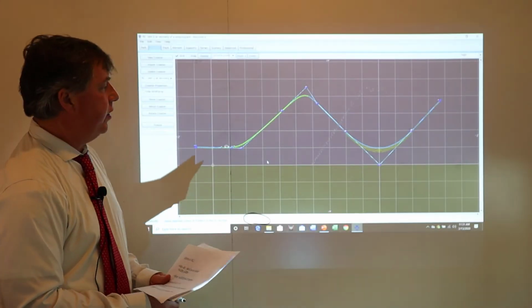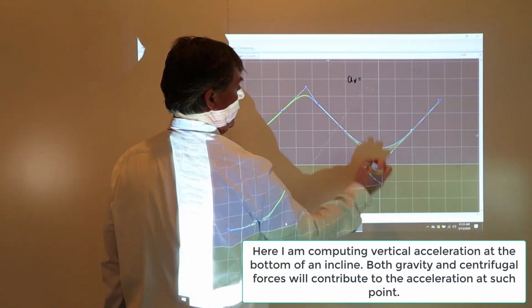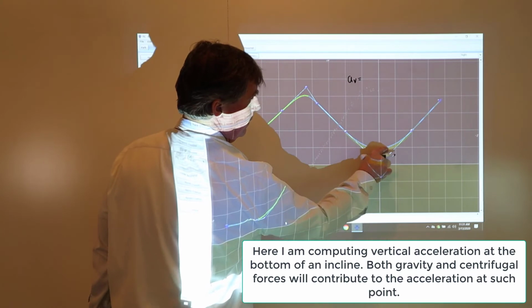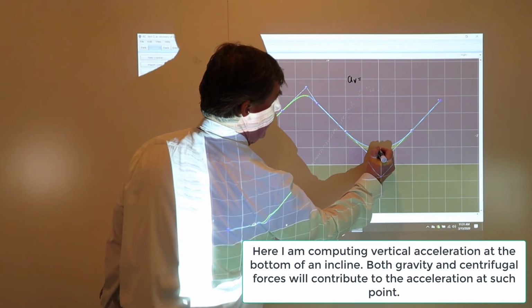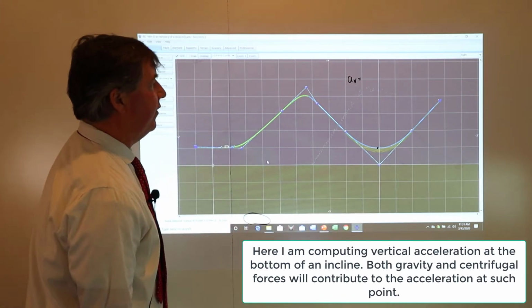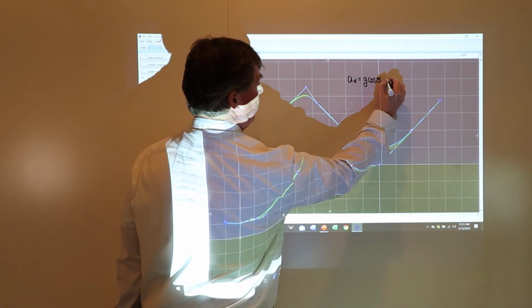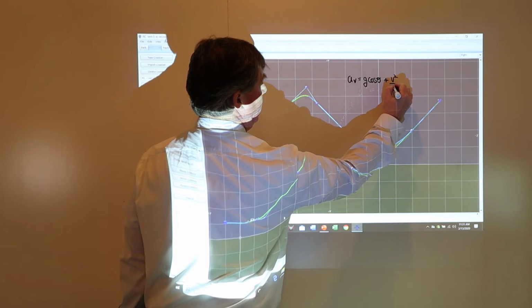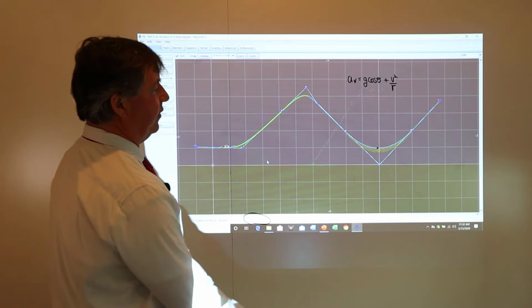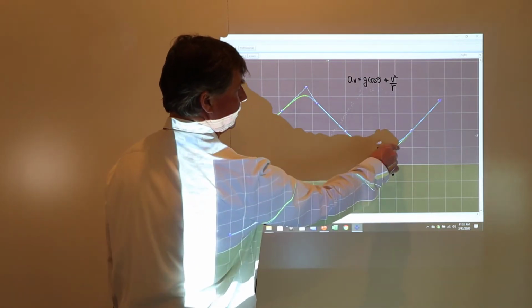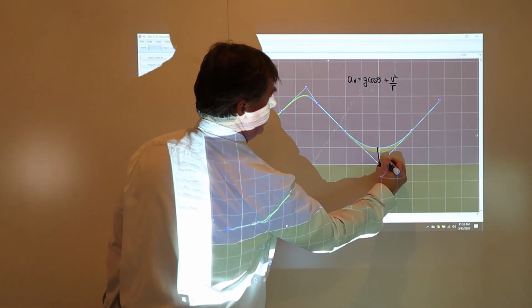Okay, so the next thing I want to show you is how to compute the vertical acceleration at the recovery of a drop. So right here. We're going to use the same equation: still g cosine of the inclination angle plus V squared over R. So what I need is the velocity here, because we have curvature here, so we're going to get centrifugal acceleration.